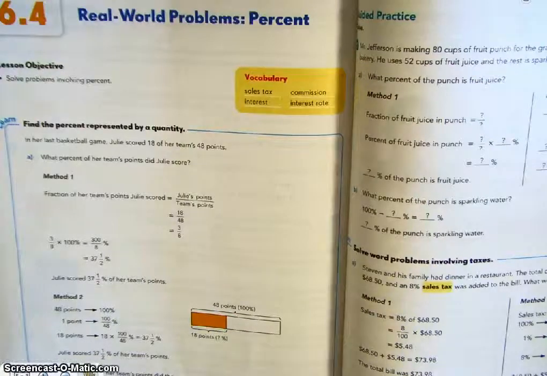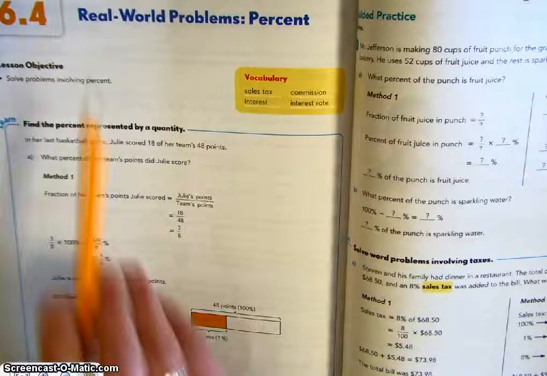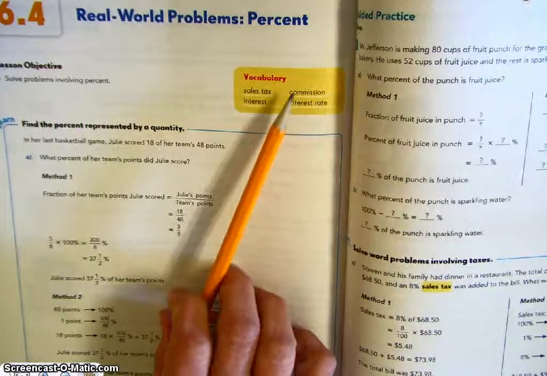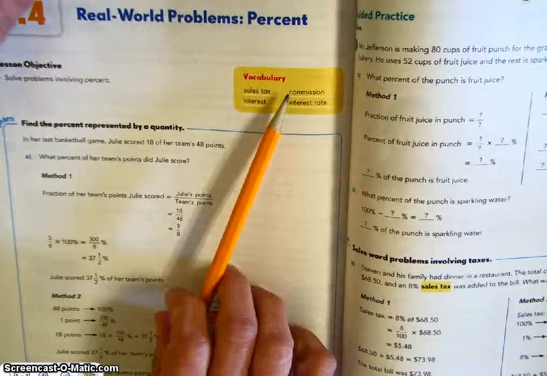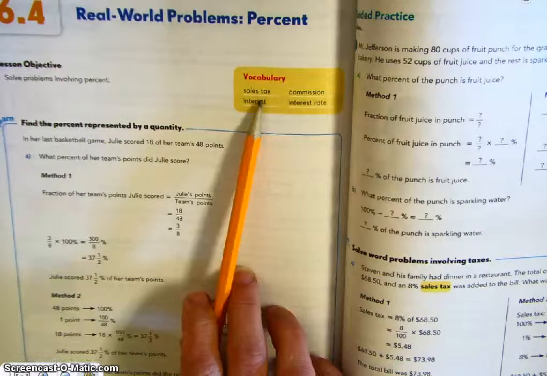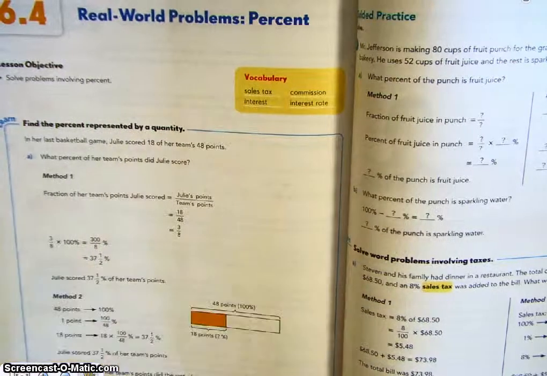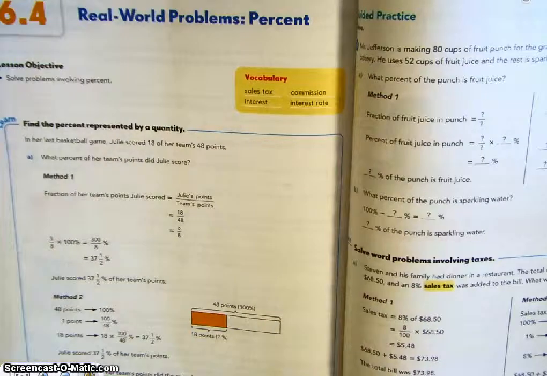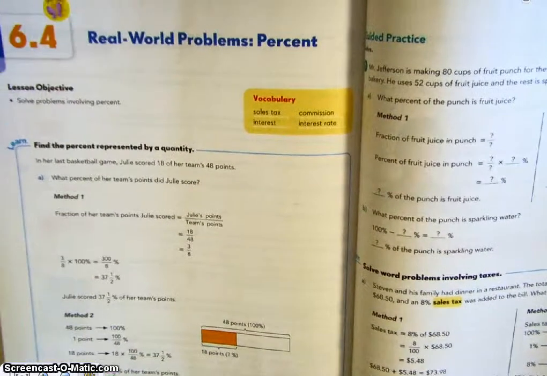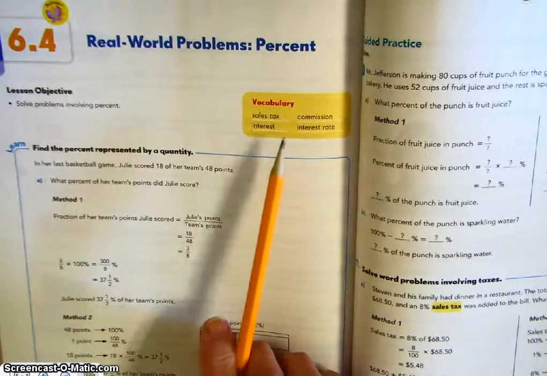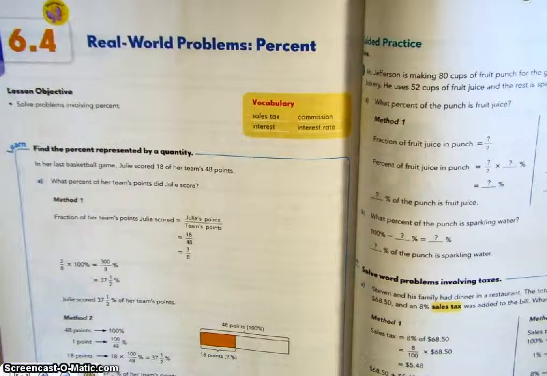So, we are solving problems involving percents, and we've got some vocabulary here that we need to make sure we remember. So as we go through the chapter, please make sure that you take note of the yellow boxes throughout the chapter, since you're going to need to write down the definitions of these to get credit on your notes. So let's go ahead and start.